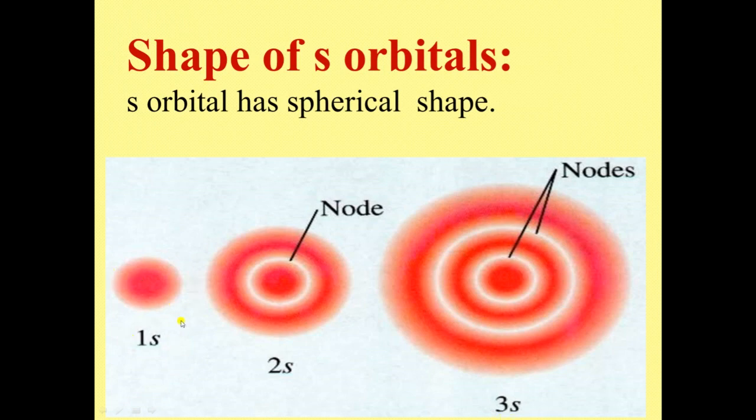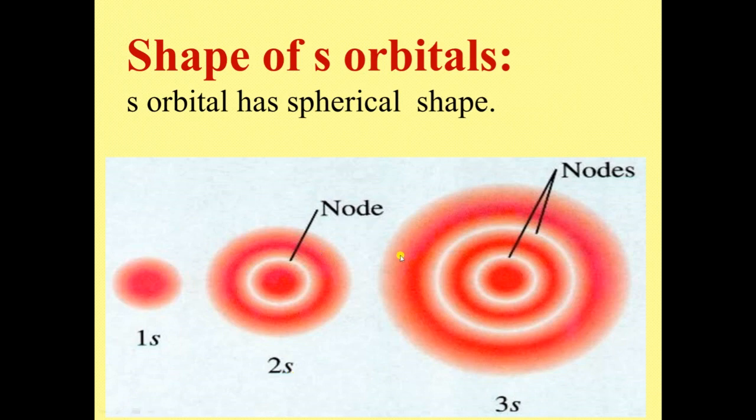The 1s orbital is near the nucleus, so it has the least energy, and this orbital is far from the nucleus, so it has more energy as compared to 1s. There is also a difference in size. 1s is smaller in size, 2s is bigger than 1s, and 3s is bigger than 1s and 2s.